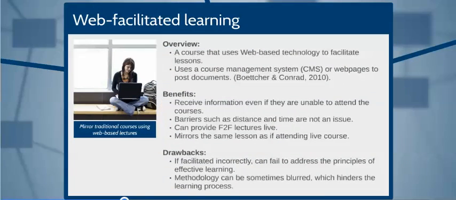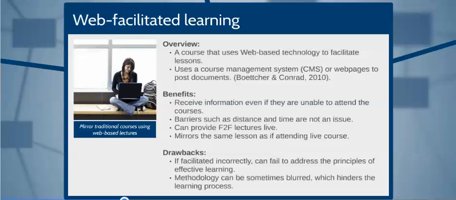The next model of learning is web-facilitated learning. This is a course that uses web-based technology to facilitate lessons. Professors would also use a course management system or web pages to post documents. The benefits of this form outweigh the drawbacks. First, students can receive information even if they are not able to attend courses, which means that distance, time, and weather are no longer an issue.